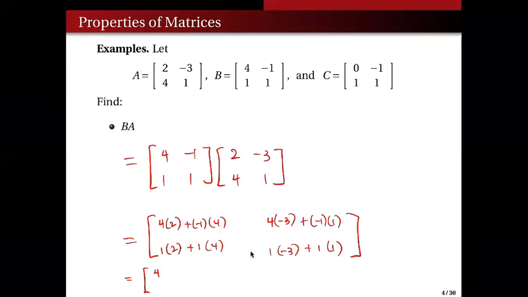Then let's finish this matrix. Here you have 4 times negative 3, that's negative 12, plus negative 1 times 1, that's negative 13. Okay, negative 13. And then here we have 2 plus 4, that's 6. Here we have negative 3 plus 1, that's negative 2. So this is the product BA.